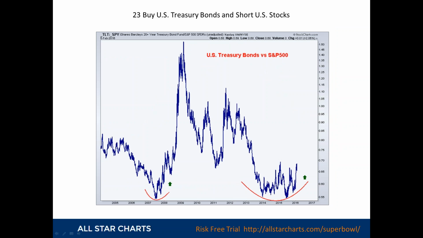Chart number 23 is really one of my favorites out there. I've been very vocal about it for many months, talking about how Treasury bonds are going to outperform the S&P 500, or for that matter, continue to outperform the S&P 500 as they have for the last couple of years. Notice how this spread between Treasury bonds versus stocks bottomed out at exactly the 2007 lows.